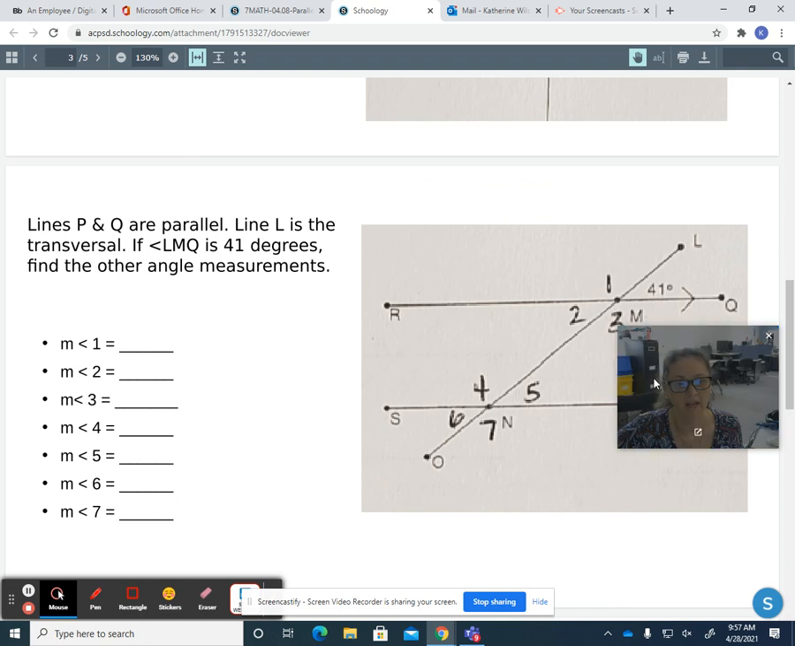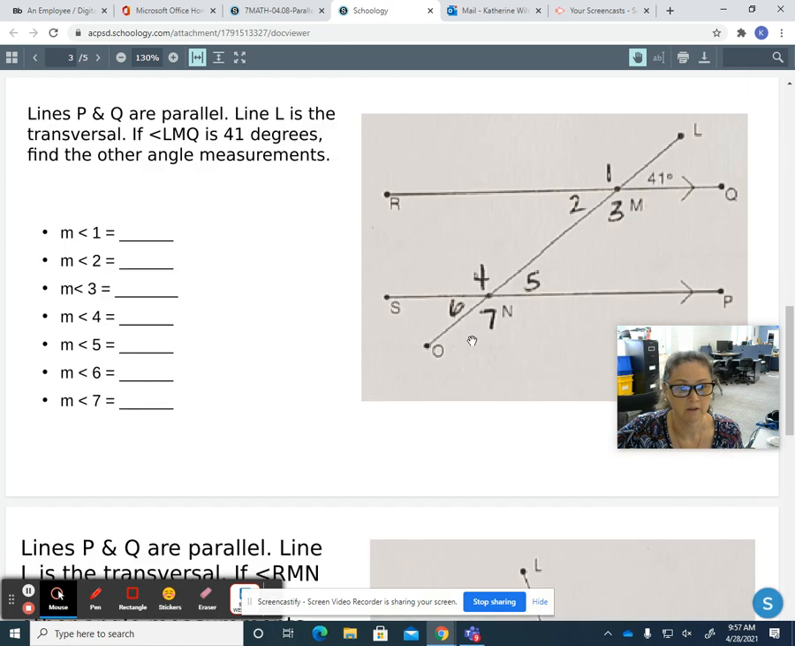Same thing, you have parallel lines and a transversal. This one time I tell you that angle LMQ is 41 degrees. You want to use what you know about angle relationships and say, well, this angle right here and this angle are diagonally across from each other when 2 lines intersect. That means they're vertical, and vertical angles are congruent. So I know that the measure of angle 2 is also 41 degrees. So you would type that in the blank.